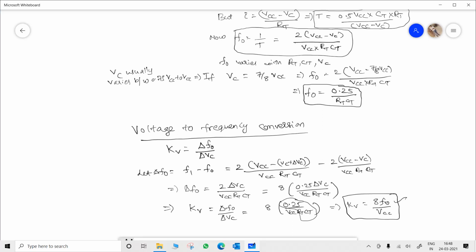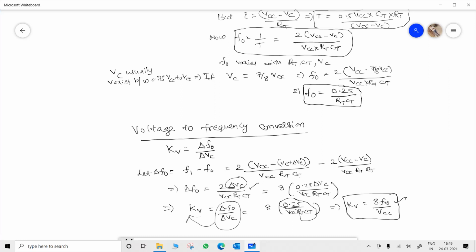So if you replace those values of Vc in the expression for f0, f1 equals twice Vcc minus Vc plus delta Vc, by Vcc into RT into Ct. f0 equals 2 into Vcc minus Vc by Vcc into RT into Ct. So f1 minus f0 becomes delta f0 equal to twice delta Vc by Vcc into RT into Ct. Now if you bring this delta Vc to the left hand side, it becomes delta f0 by delta Vc, which is nothing but your Kv.